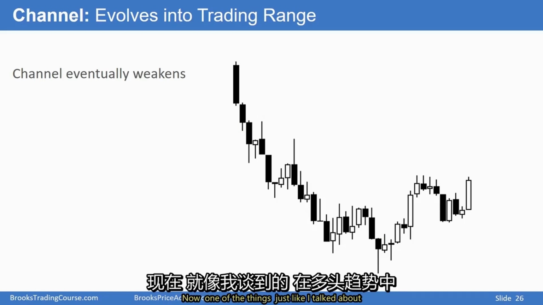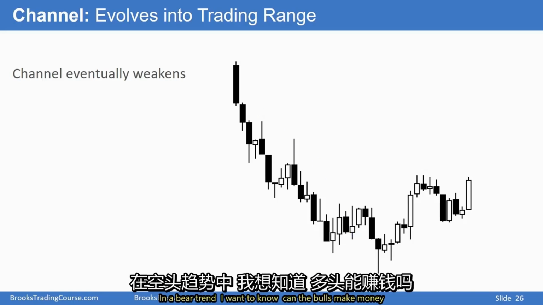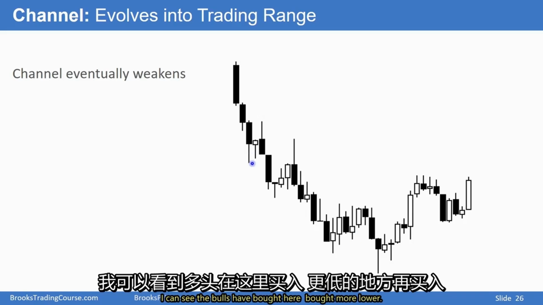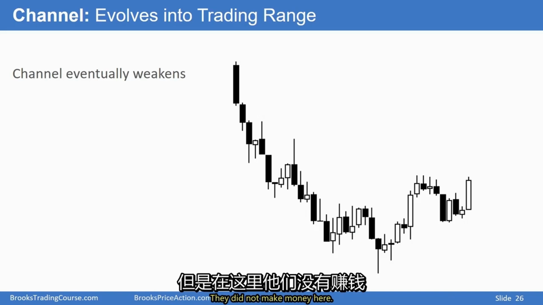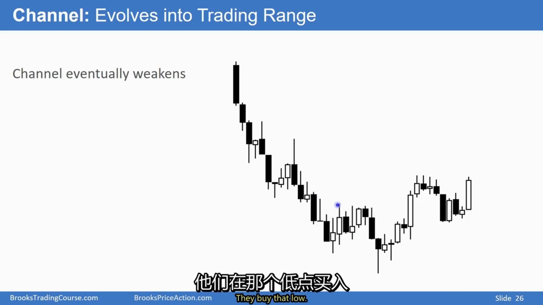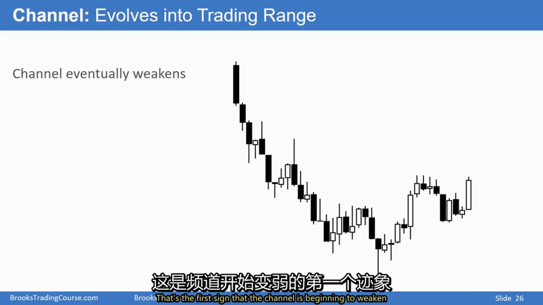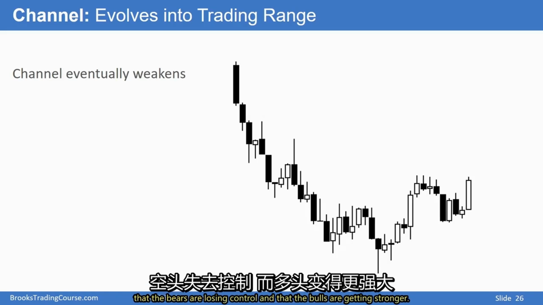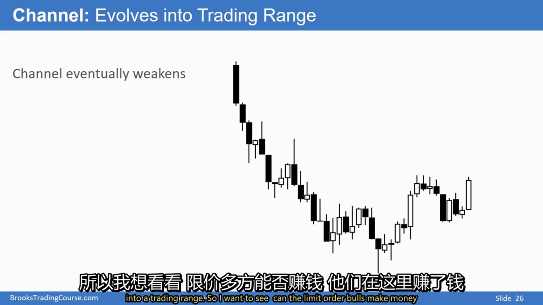Now, one of the things, just like I talked about in a bull trend, can the bears make money? In a bear trend, I want to know, can the bulls make money? I can see the bulls who bought here, bought more lower, they made money here. They did not make money here. They buy that low. This high did not get above that low. But here, if they buy this breakout right here, they made money. That's the first sign that the channel is beginning to weaken, that the bears are losing control and that the bulls are getting stronger. So it's the first sign that the market might be transitioning into a trading range.